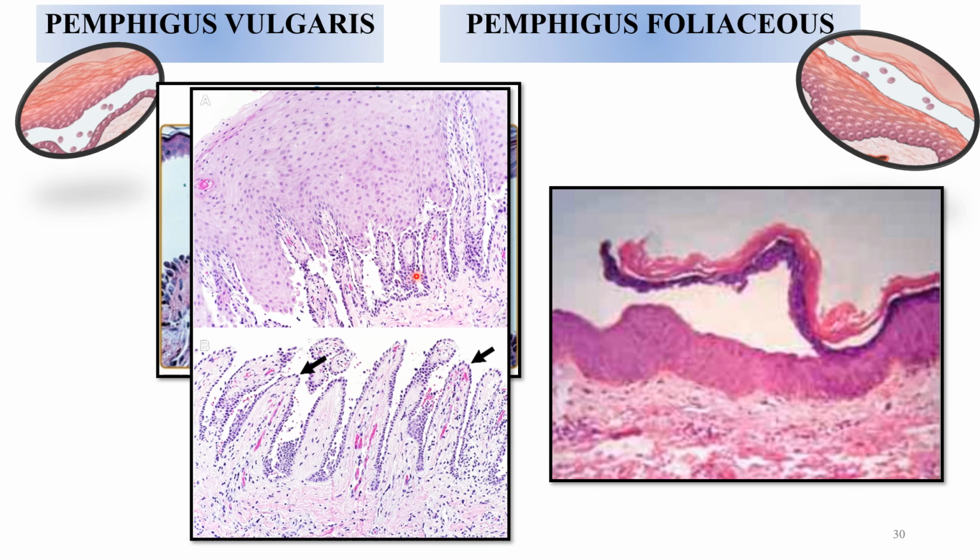That is, the acantholytic cells are also known as Tzanck cells, whereas in pemphigus foliaceus, the blister formation is seen in the superficial areas in the stratum granulosum, that is above the stratum spinosum, below the stratum granulosum, the involvement of the lesion can be appreciated.